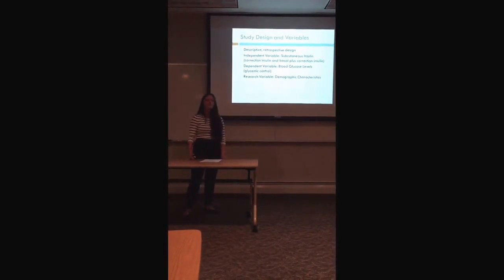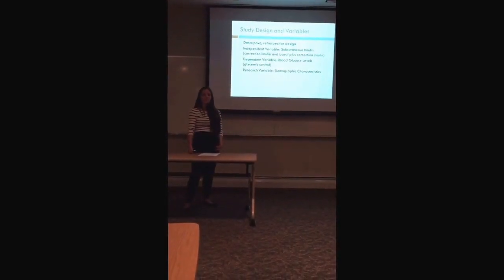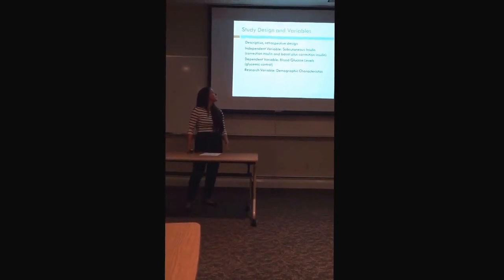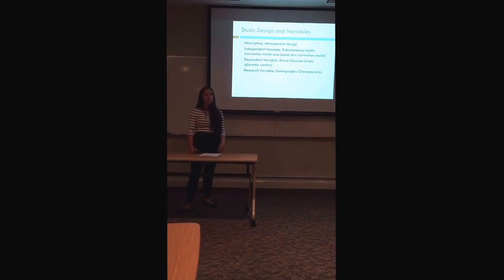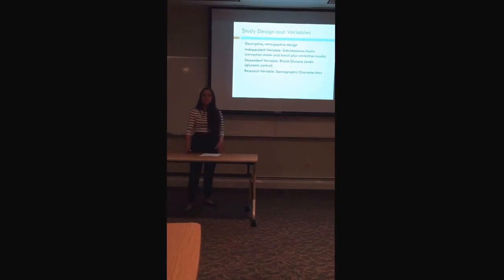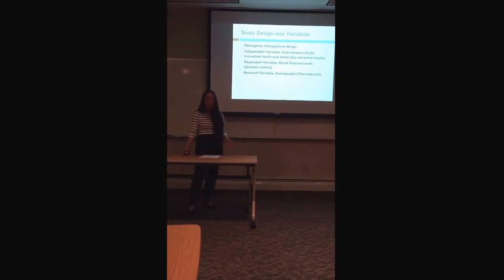The independent variable for this study would be the subcutaneous insulin being either the correction insulin via the sliding scale or the basal plus correction insulin. And then the dependent variable would be the blood glucose levels or the glycemic control because the insulin had an effect on what those outcomes would be. A research variable for this study would be the demographic data, and this would include such things as the subject's age, weight, race, date of admission, types of medications being taken, and etc.